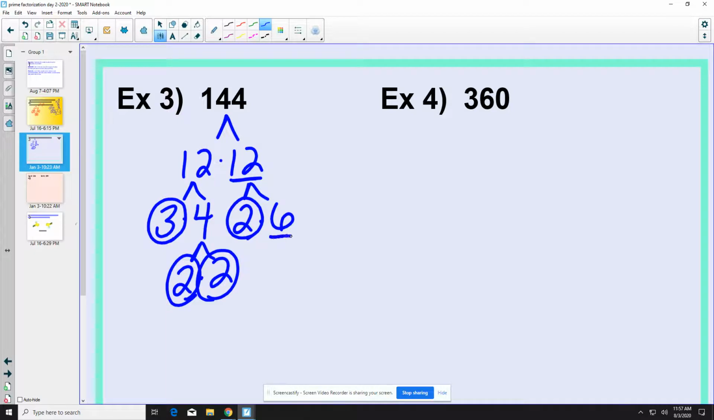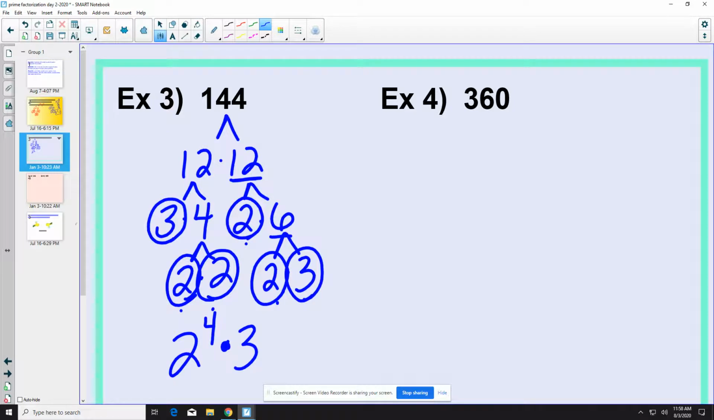Then I'm going to check 6. Is 6 prime? No. I can multiply 2 times 3 to get 6. So I know 2 is prime, because only 1 times 2 is 2, and 3 is a prime number. So my answer is all the circled numbers. So I start with the lowest, which is 2, and I count 1, 2, 3, 4. I have 4 of them. So it's 2 to the 4th times 3. Well, how many 3's do I have circled? 1, 2. So it's 2 to the 4th times 3 to the 2nd.